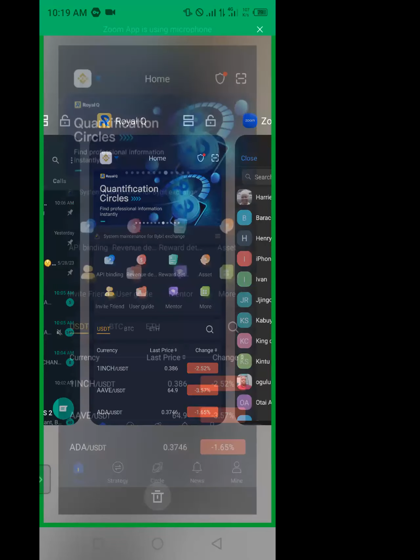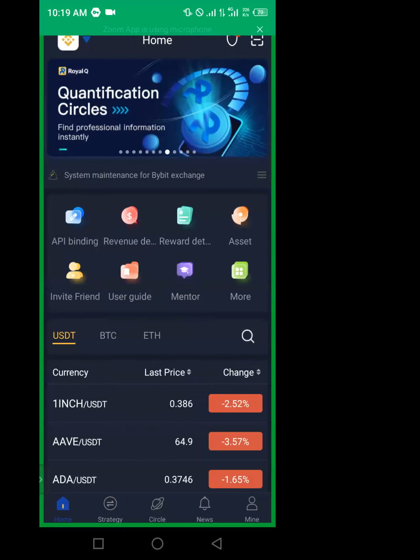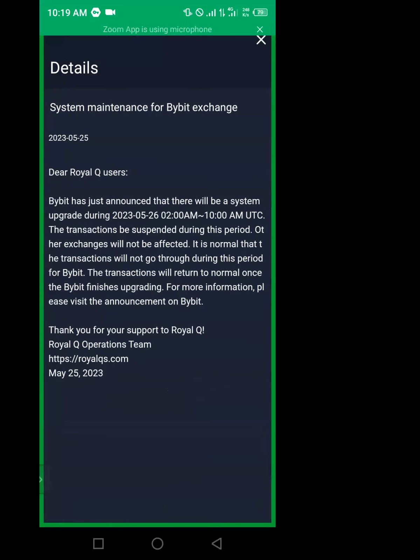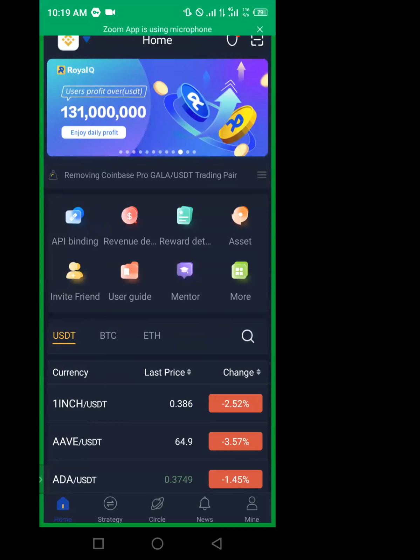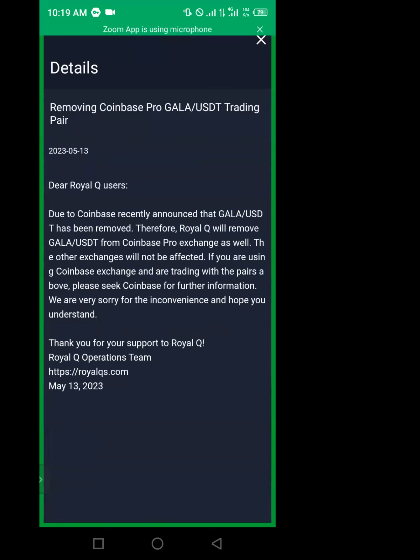I was saying here, there are communications. You can always see them from that place. And communications are always there when they are adding pairs, when they are delisting, when they are removing something, like this one, removing Coinbase Pro Gala/USDT trading pair. I saw someone yesterday posting, hey, please tell me, you mean Gala is going to be delisted?